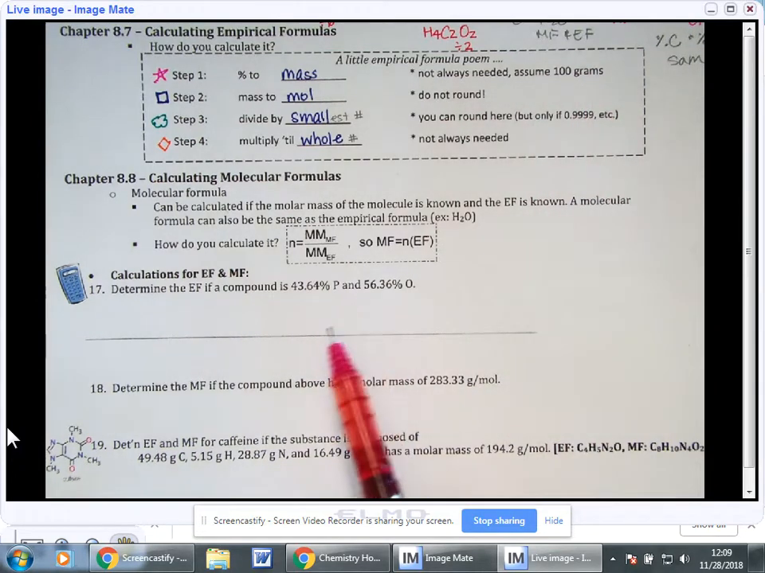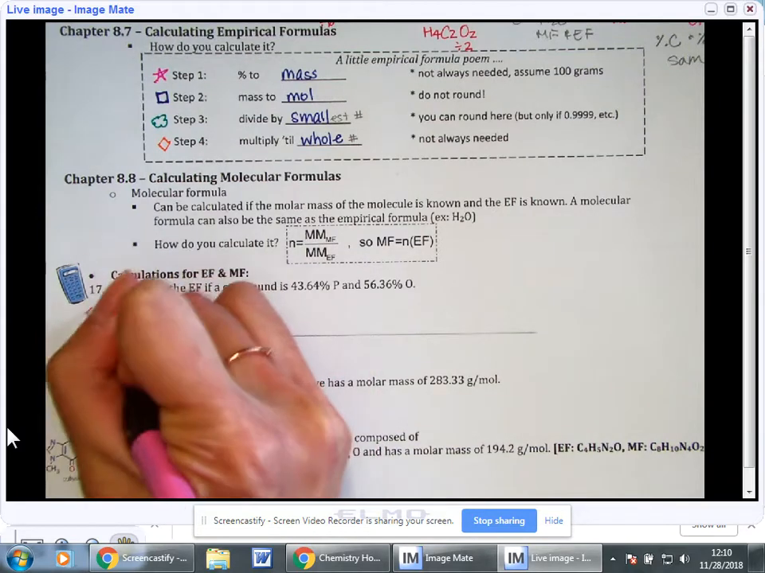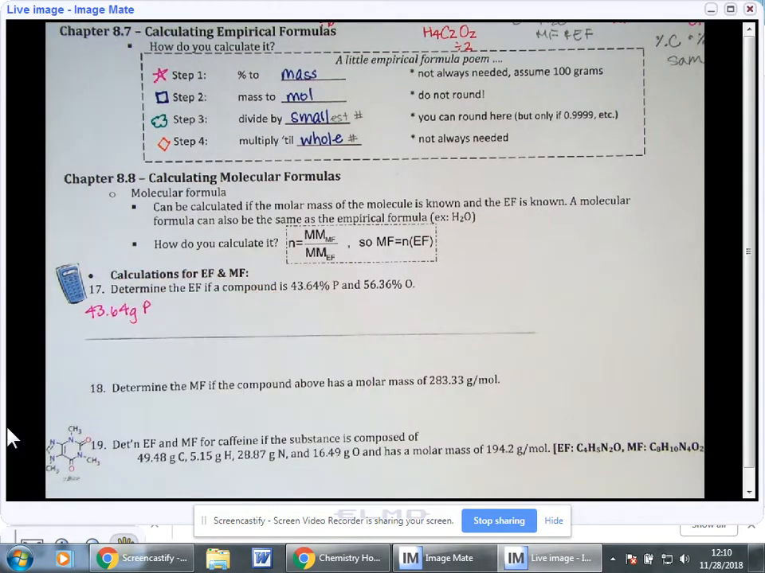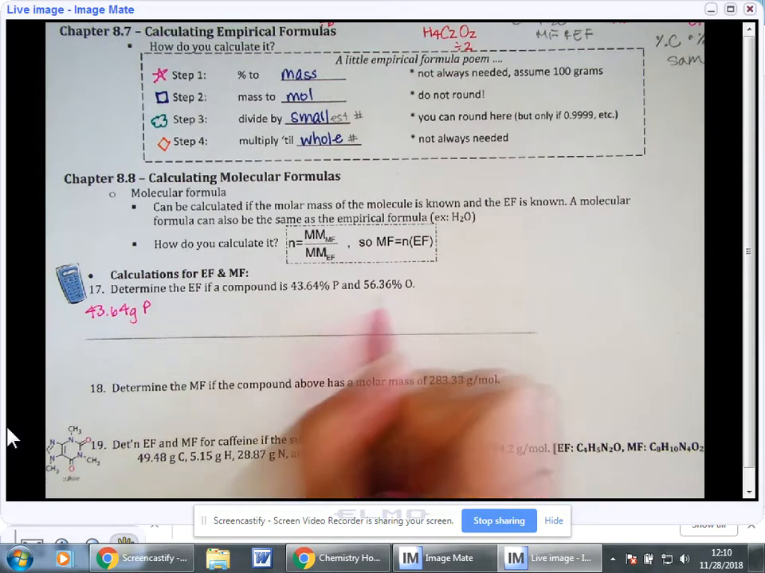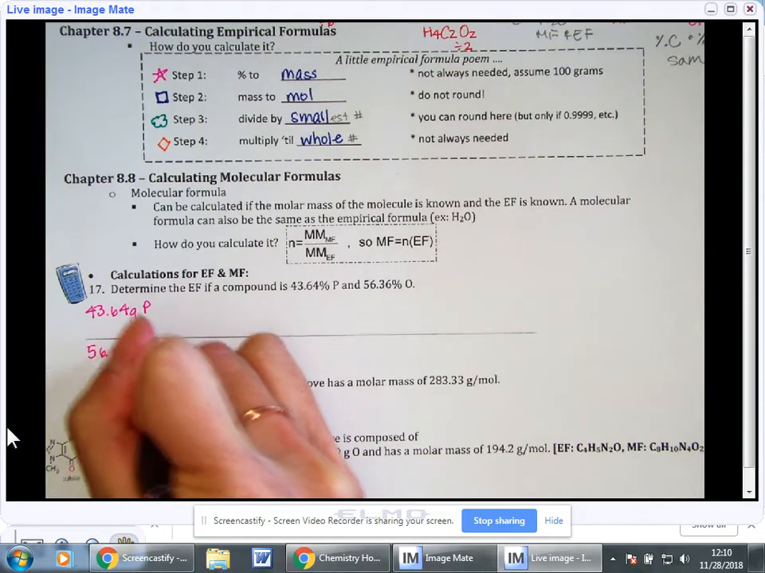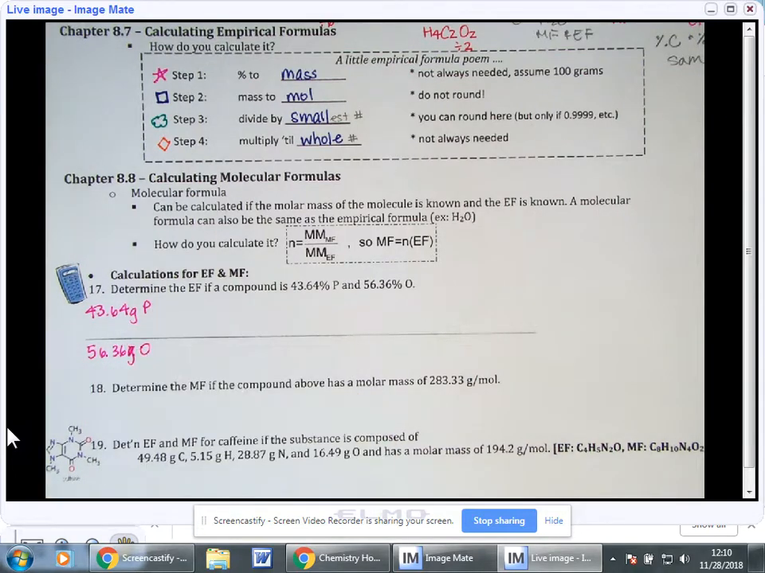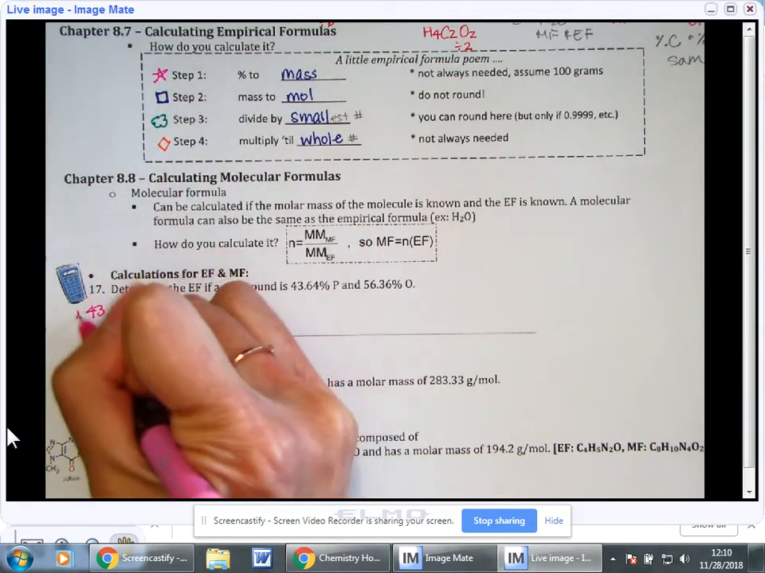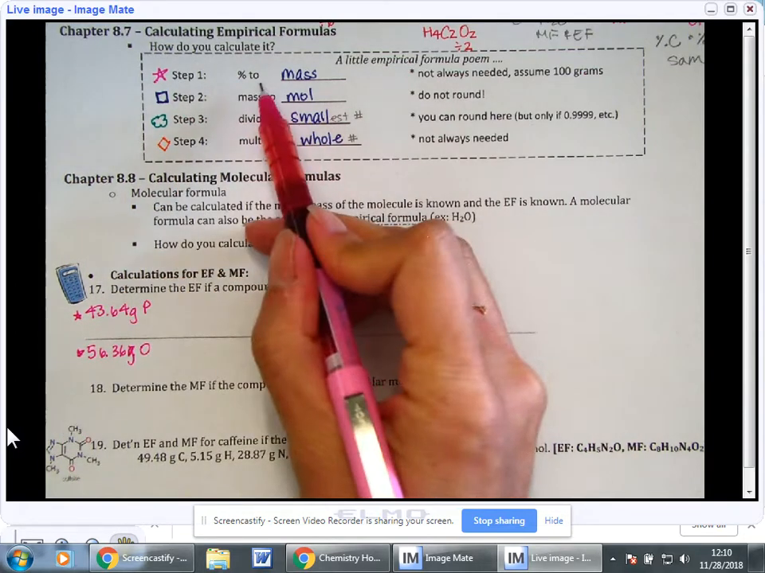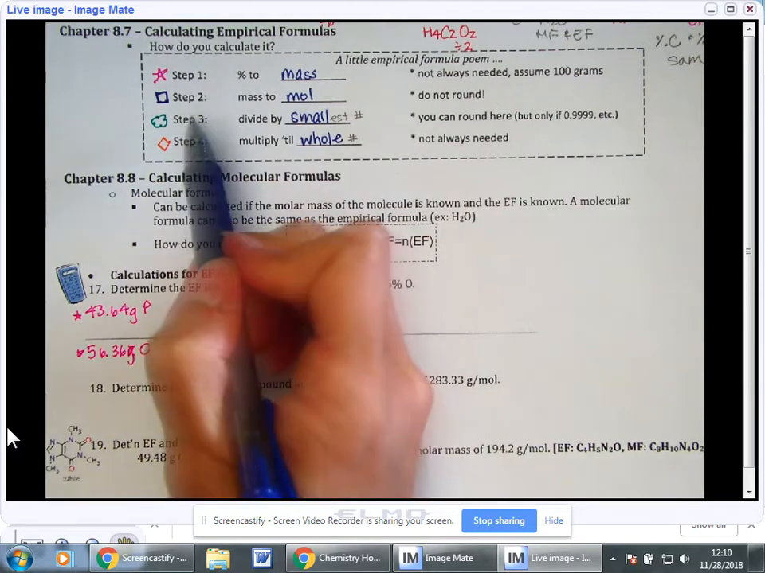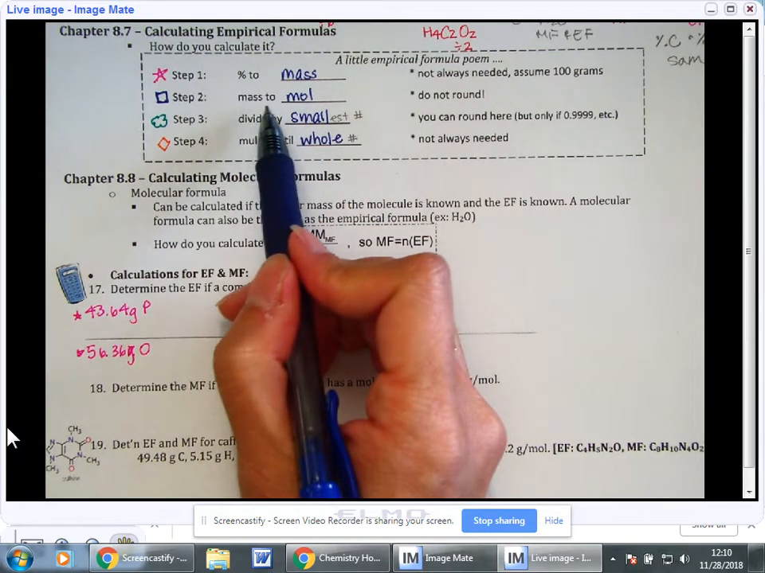If I have 100 grams of my substance and 43.64% is phosphorus, that means I have 43.64 grams of phosphorus. And same thing goes with my oxygen, I have 56.36 grams of oxygen. Okay, so I just did step one right here. I took my percentage and converted it to mass by assuming I have 100 grams. Then my next step, step two, is I'm going to take all my masses and convert them to moles.